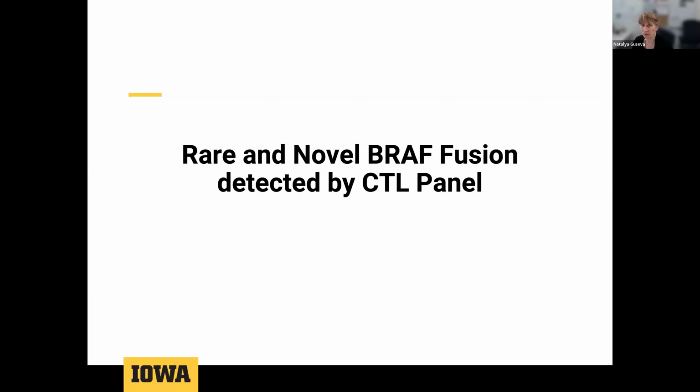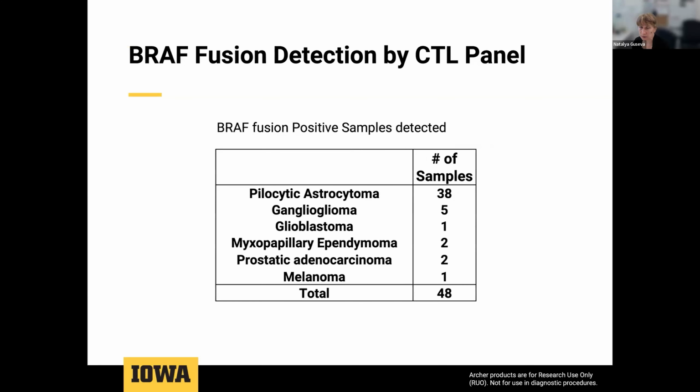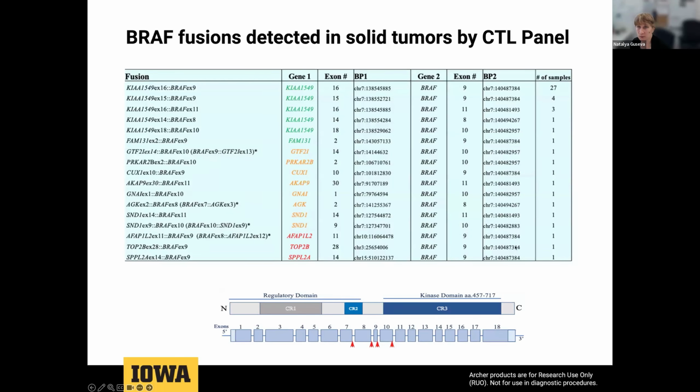So this panel was very helpful in lung thyroid research, but we also use this panel on samples for other types of malignancies. We found 48 positive samples for BRAF fusions. Most often it's seen in brain tumor samples, and we indeed find it in polycystic astrocytoma samples, mostly, but we also have some other malignancies. Here I want to show that we did find multiple partners. There are common partners in astrocytoma, but we also found 8 rare and 3 novel BRAF fusion partners which were never reported in literature before.